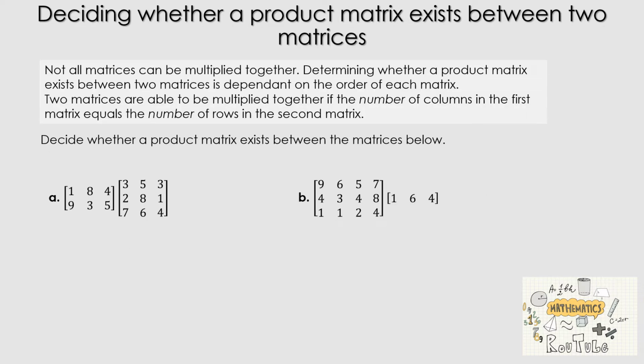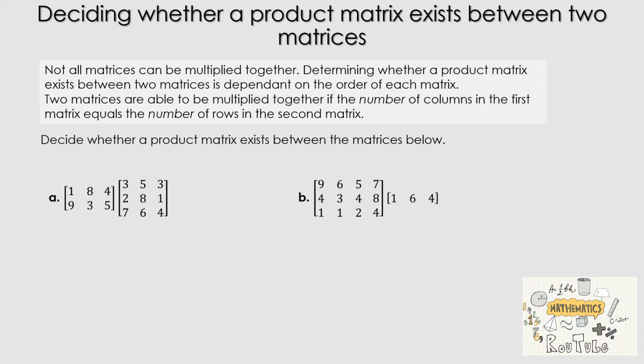Now let's move on to deciding whether a product matrix exists between two matrices. Not all matrices can be multiplied together. It's really important to know. Determining whether a product matrix exists between two matrices is dependent on the order of each matrix.